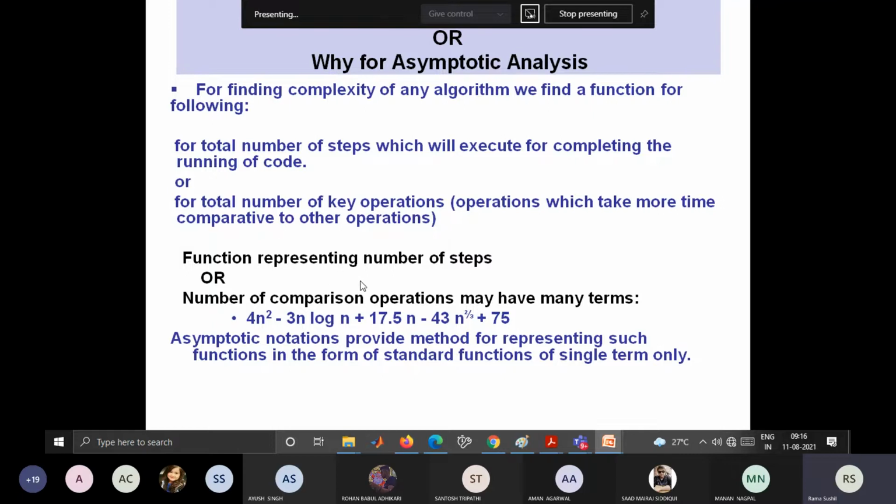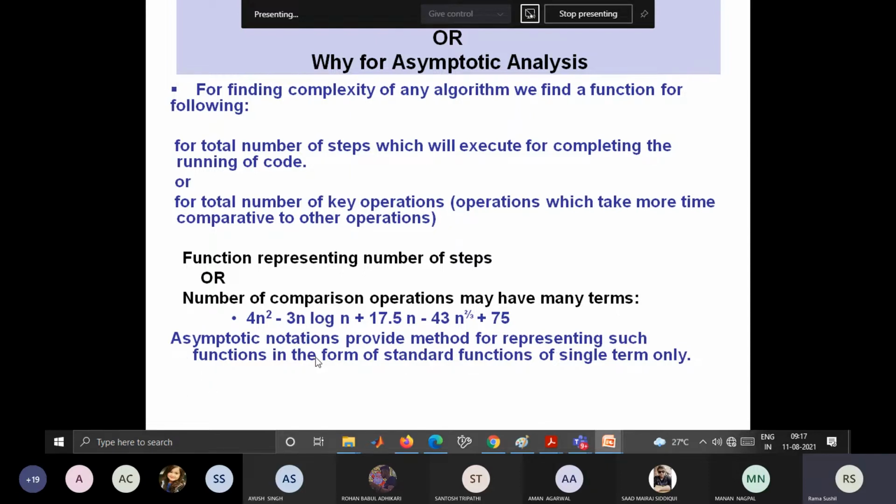So the function representing the number of steps or the number of comparison operations may have many terms. You will get a function maybe of this type or some other type. For example, n cube plus 3, or n cube plus n square plus 7, 90, whatever. You may have a function of such kind. So how do the asymptotic notations come into the picture? After getting the function, we can take the help of the asymptotic notation to represent the complexity in a single standard function form.